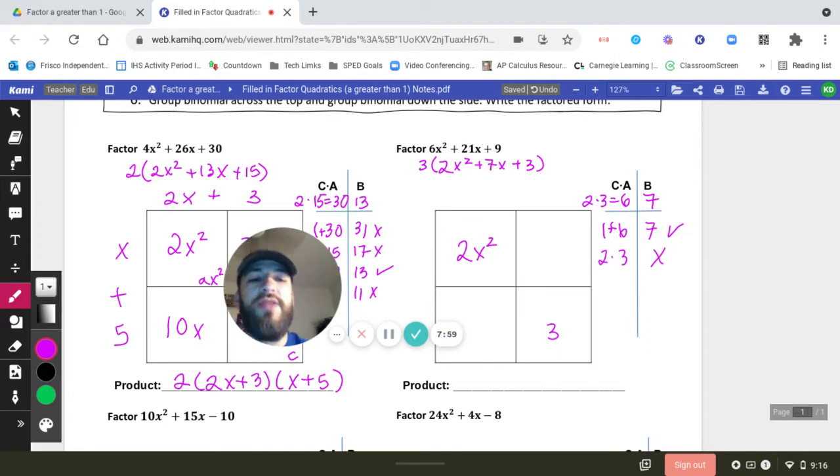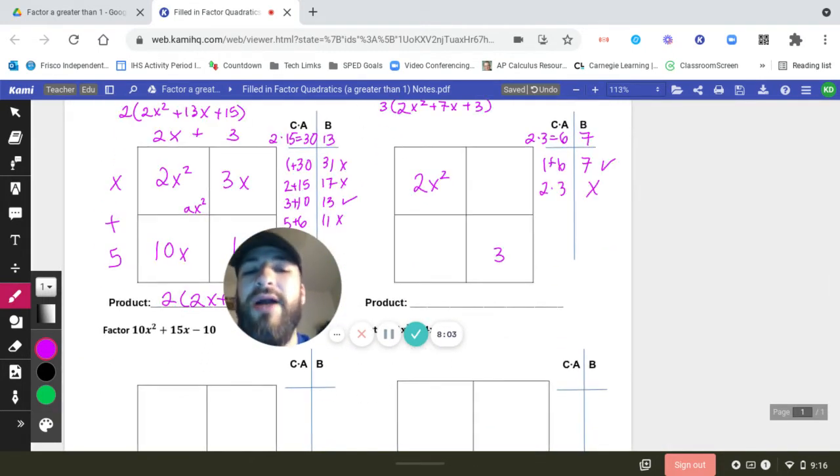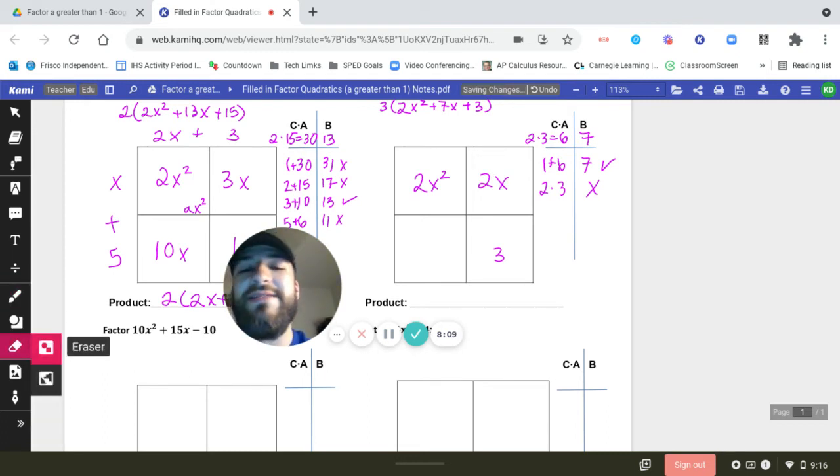Okay, so remember, I add x to them and I stick them in the top right and bottom left box, so 1x and 6x.